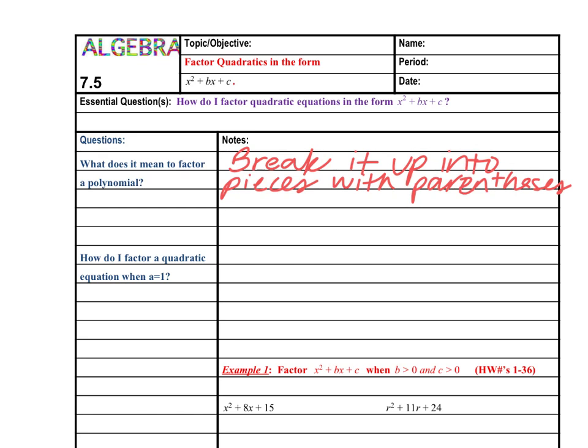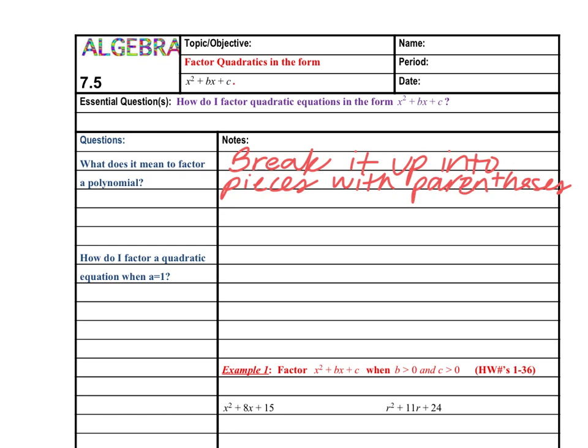So if you think about, like in elementary school, you can talk about factors. For example, what are some factors of 20? 5 and what? 5 and 4. What are some other factors? 10 and 2. What's another factor? There's one more. 20 and 1. Okay. So all of these are factors.